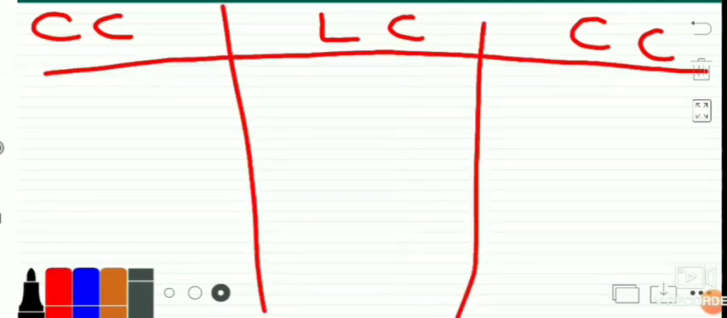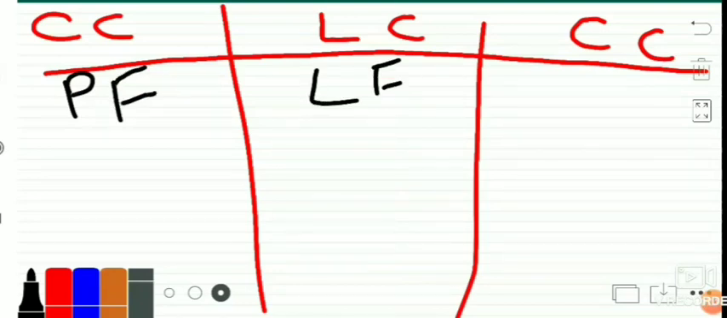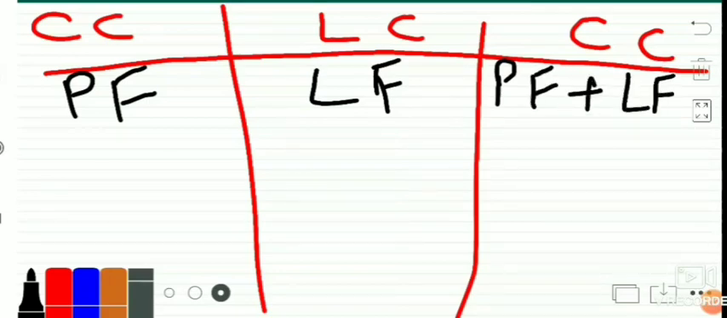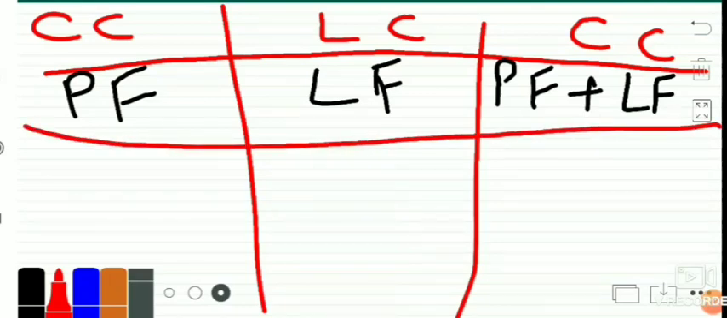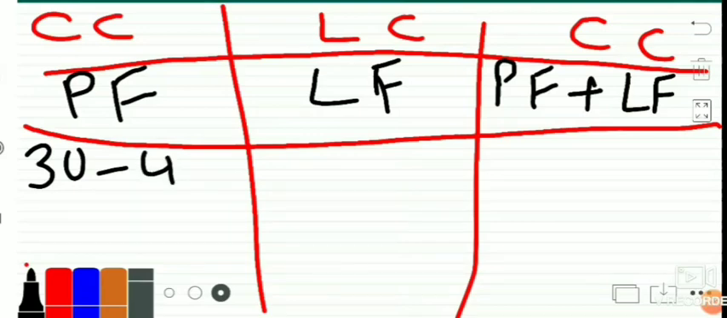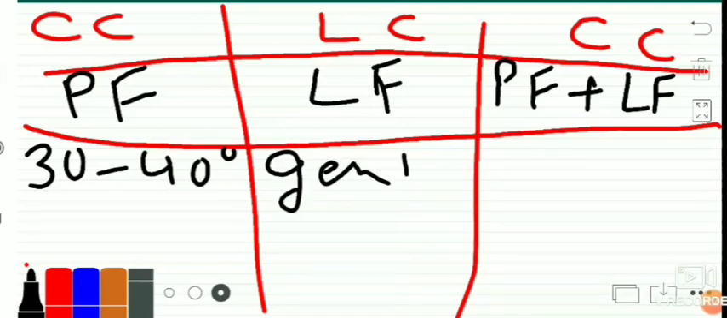Cinder cones are made up of pyroclastic fragments, lava cones are made up of lava flows, and composite cones are made up of pyroclastic fragments plus lava flows. Second, cinder cones are steeply sloped, the angle is between 30 to 40 degrees, lava cones are very gently sloped, and composite cones are intermediate.